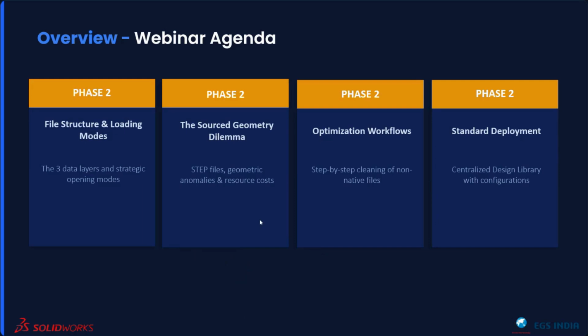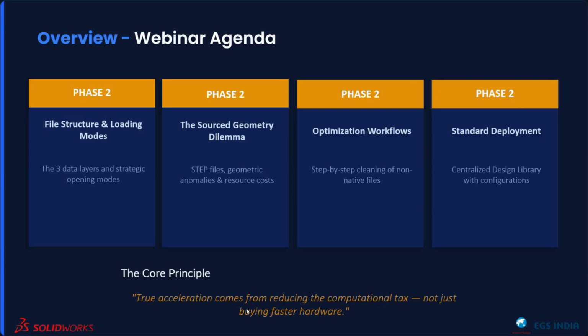We'll go into the webinar agenda for now. Let me give you a quick map of what we're going to be covering today. I want to start with the single most important idea of this entire session, which is that true acceleration comes from reducing the computational tax and not just buying faster hardware. The number one mistake that companies make when they feel like SolidWorks is slow is to buy a new workstation, more RAM, or a faster processor, etc. While the hardware matters, it's often not the root cause. So today's webinar is structured on finding out what the true cause for slowness or issues is when it comes to a large assembly.